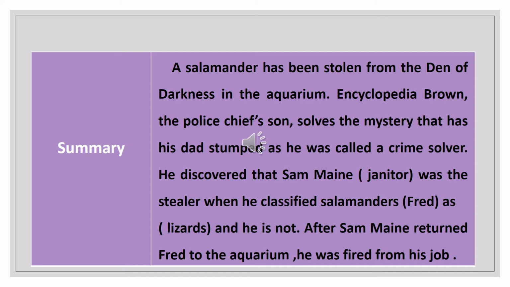A salamander has been stolen from the den of darkness in the aquarium. Who's Encyclopedia Brown? The son of the chief. Yes, excellent. The police chief's son solved the mystery that has his dad stumped, as he was called a crime solver. Why people called him that? Because he discovered that Sam Main, the janitor, was the stealer when he classified salamander Fred as a lizard, and he's not. He is what? Amphibians. After Sam Main returned Fred to the aquarium, he was fired from his job. He was suspected.